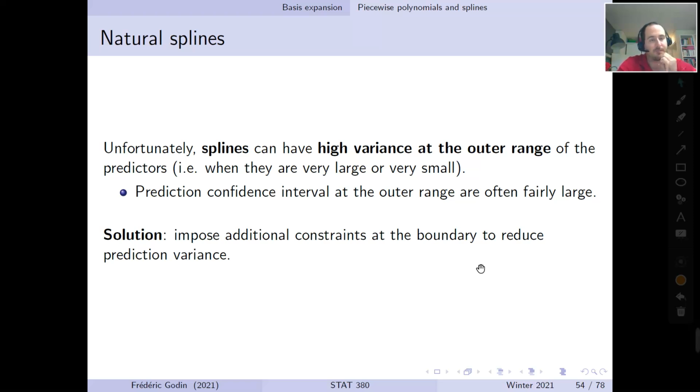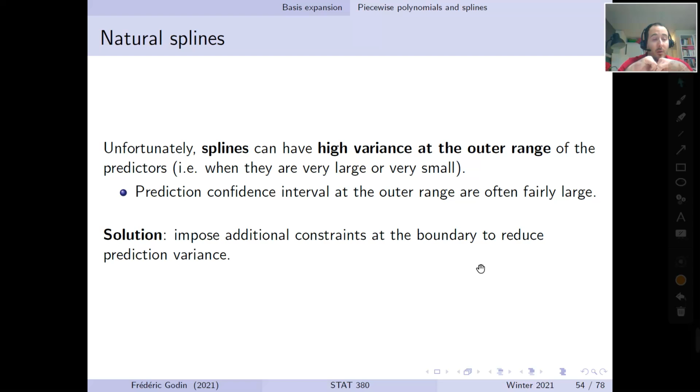So the issue is that the variation of cubic splines is very smooth for non-extreme values of x, but if you're at the outer range, so the first subinterval, minus infinity to c1, and the last subinterval, c capital K to infinity, on these subintervals the predictions associated to the spline tend to vary a bit wildly.